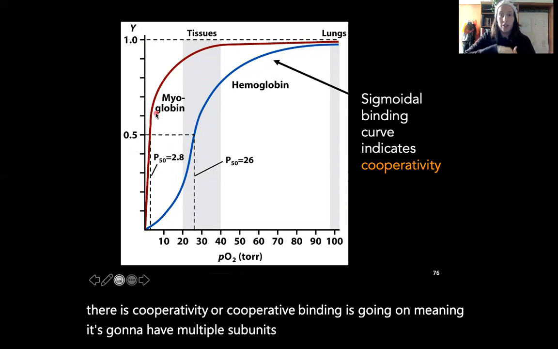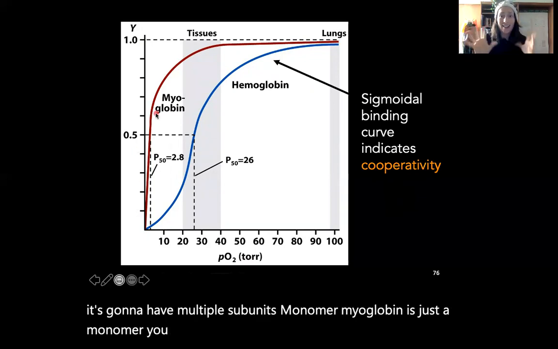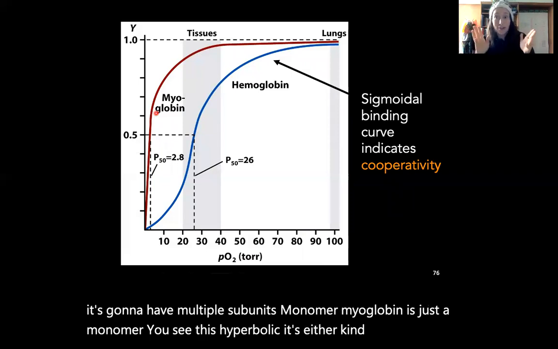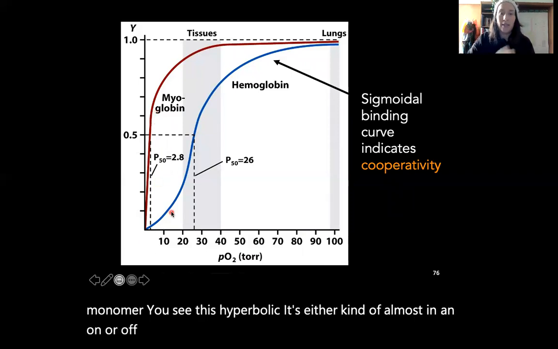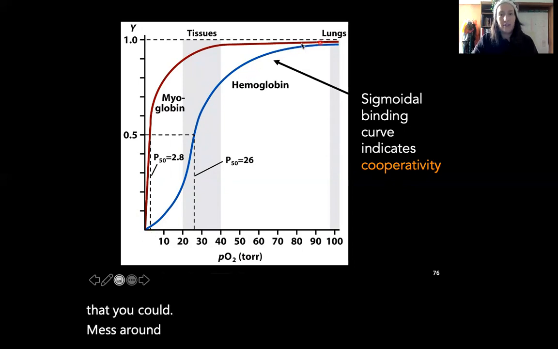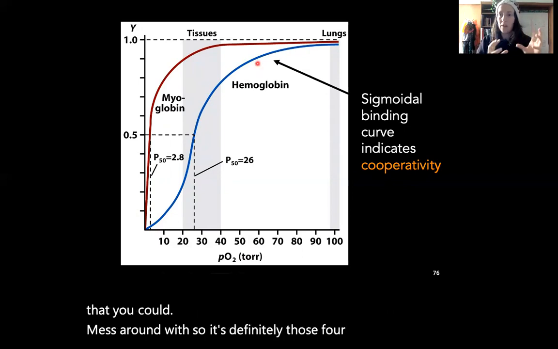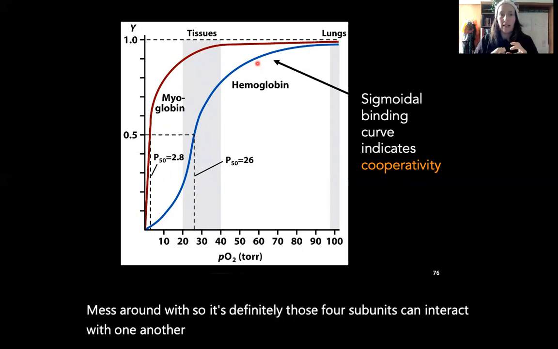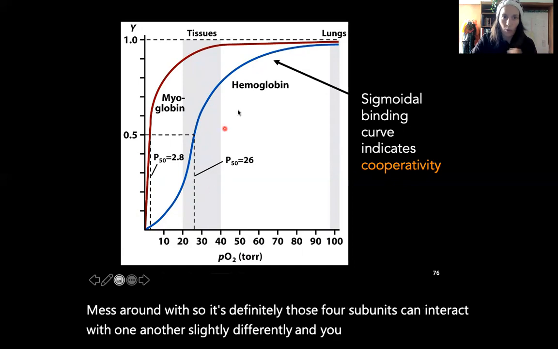Myoglobin is just a monomer. You see this hyperbolic curve. It's either kind of almost in an on or off state. But with hemoglobin, you have 4 different pockets that you could mess around with. So those 4 subunits can interact with one another slightly differently, and you just get this cooperative sigmoidal shape to the curve.